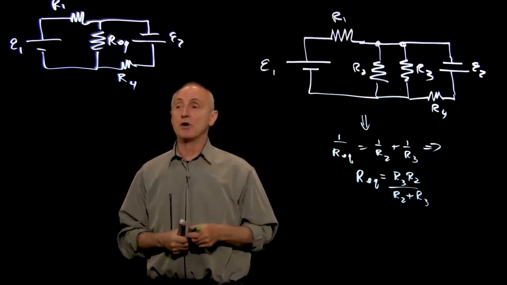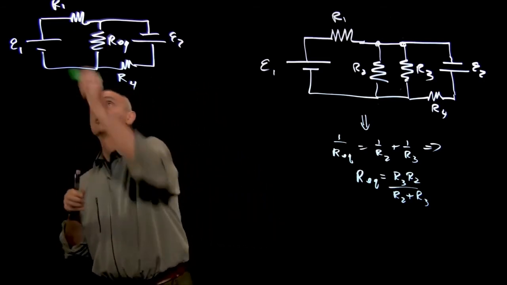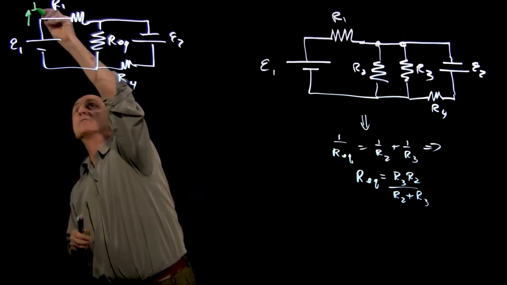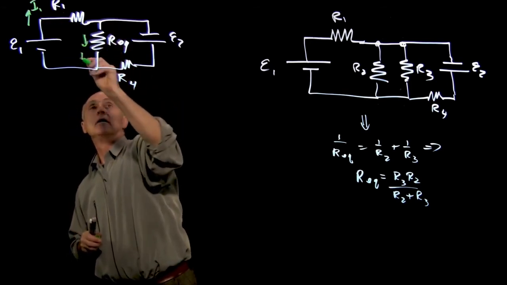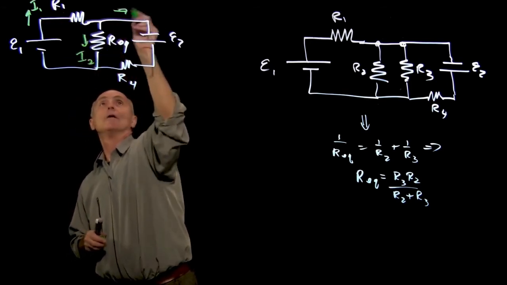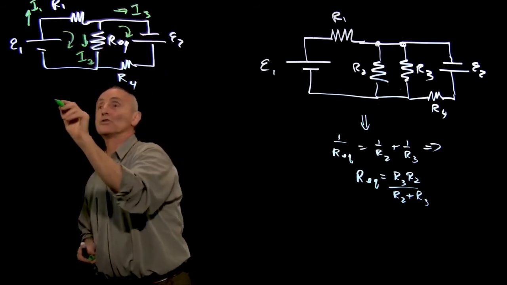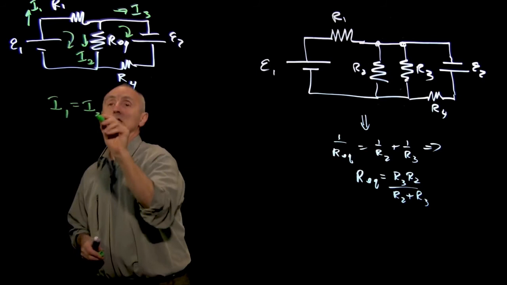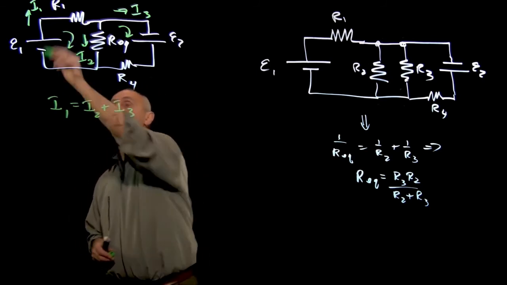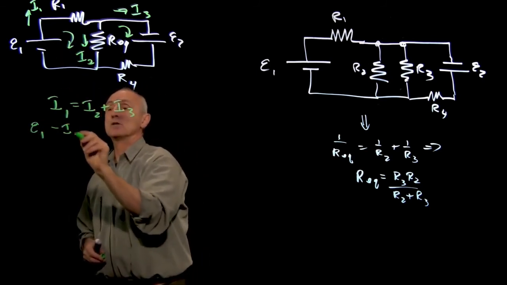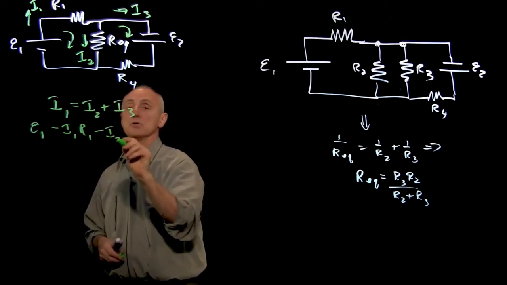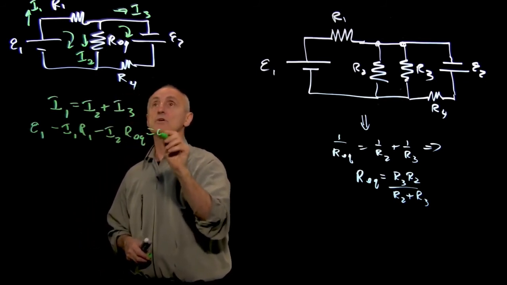So at this point, we have our conventions, and we can just set that up. We can say there's I1, I2, I3, a circulation direction, and we get I1 equals I2 plus I3, and we get E1 minus I1 R1 minus I2 R equivalent is 0.